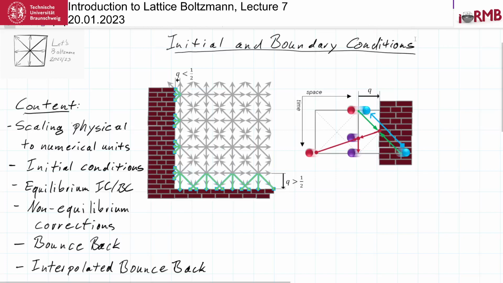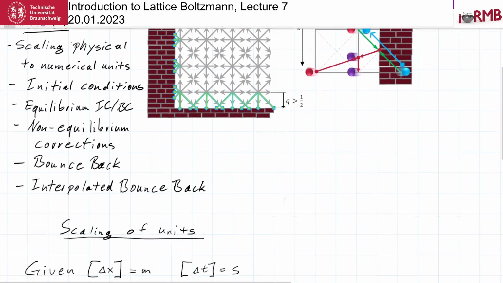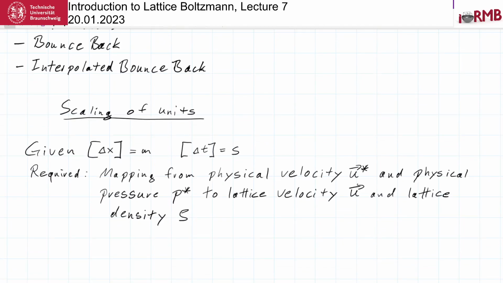Welcome to the 7th lecture on Lattice Boltzmann methods. So today we are talking about boundary and initial conditions. For this we first have to start with the scaling of physical and numerical units. This is what we are doing first.